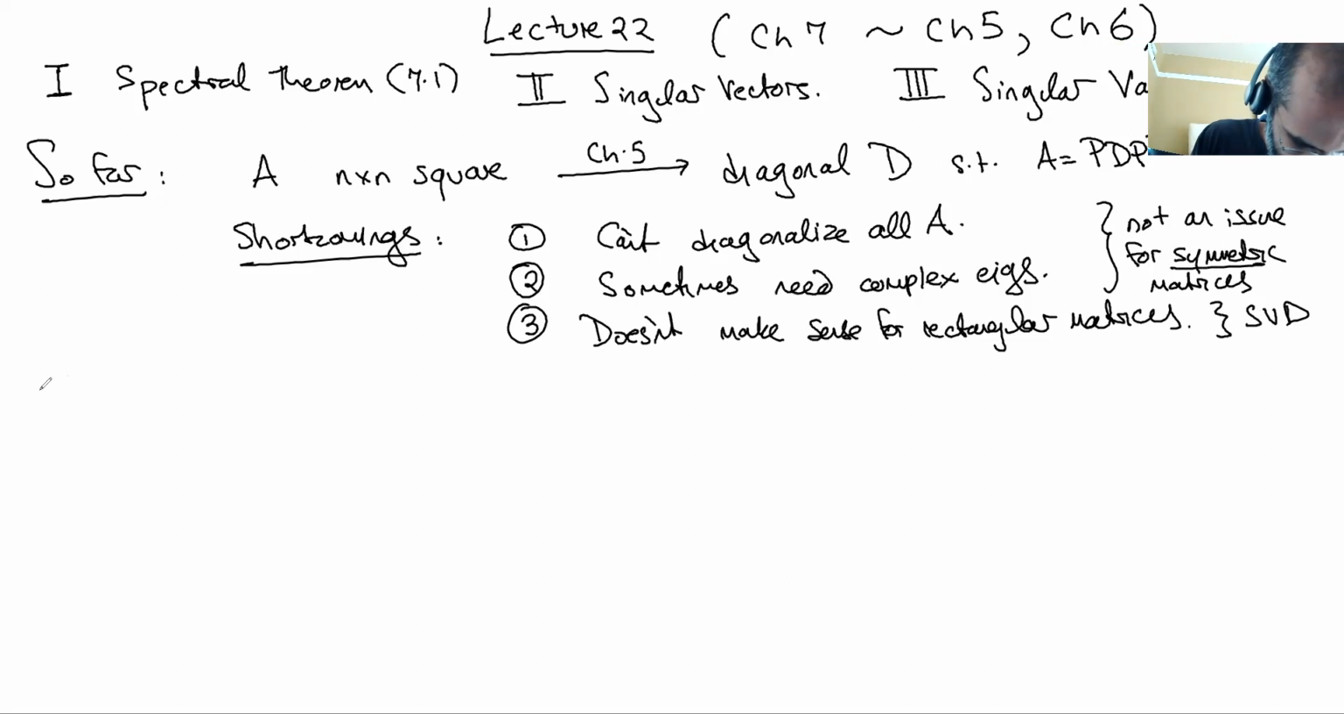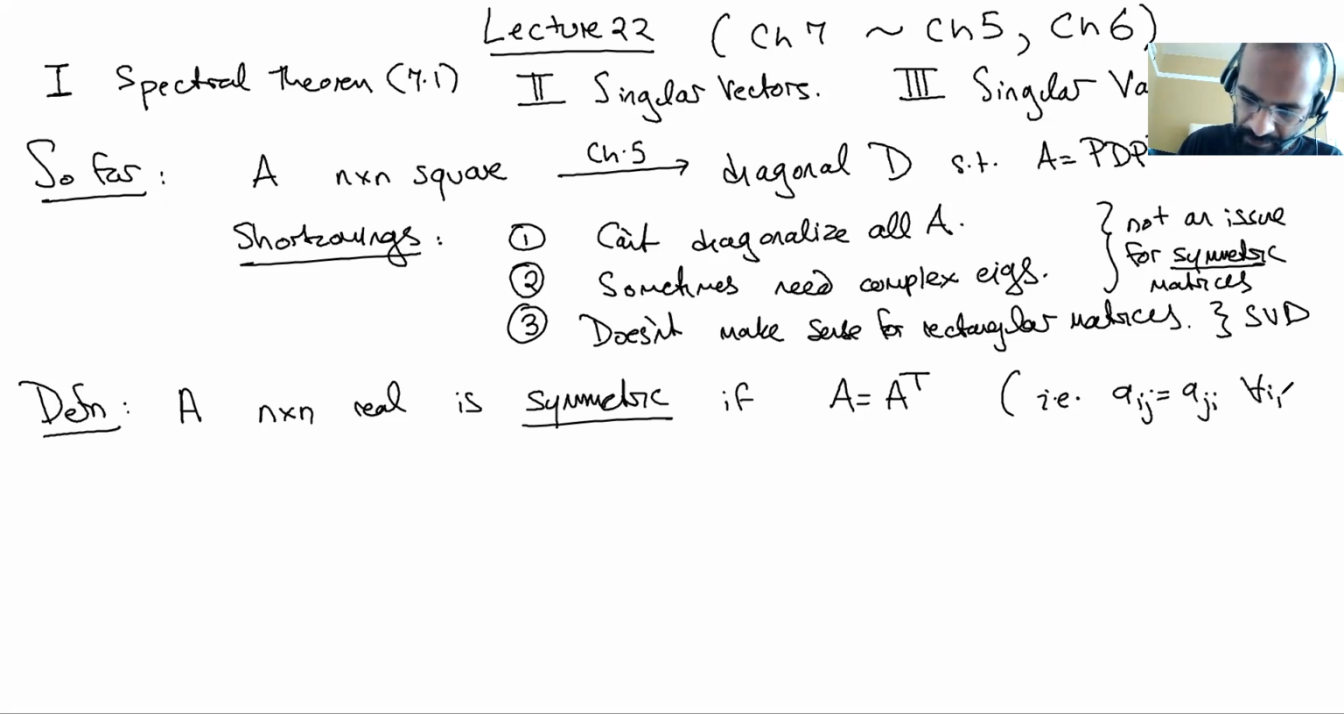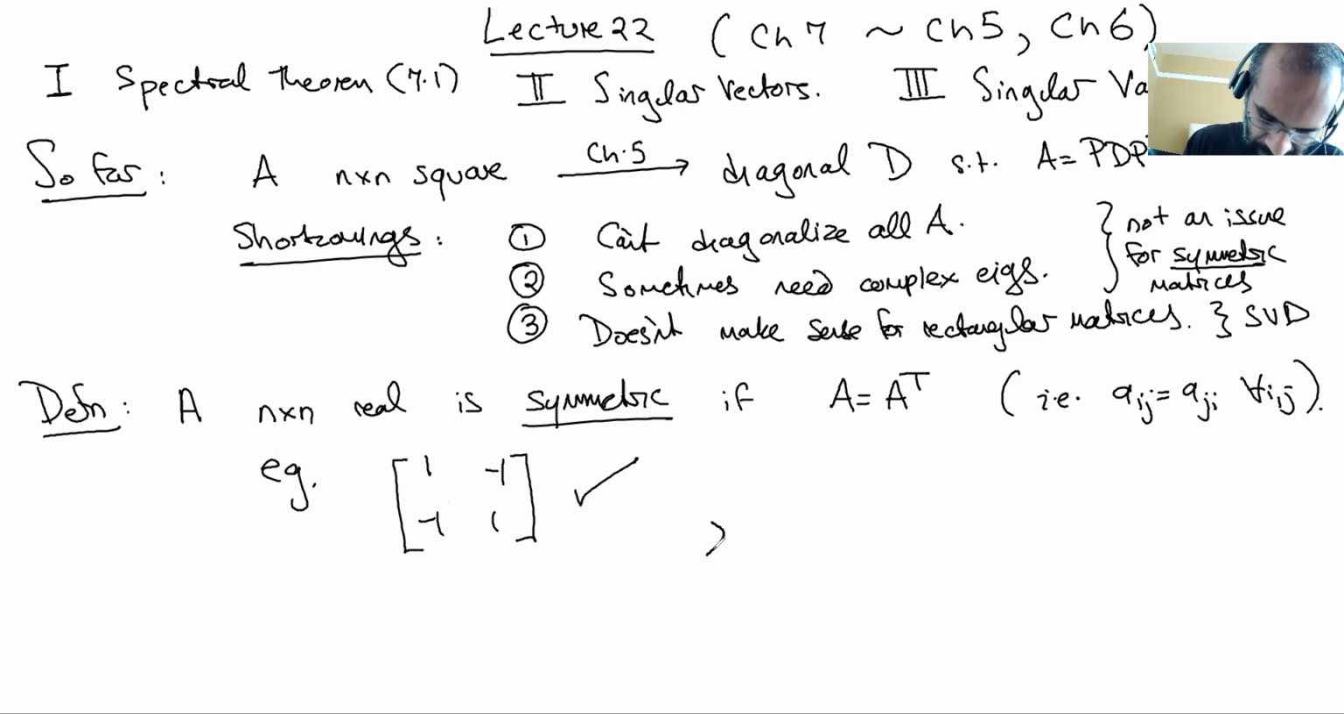So let me define what a symmetric matrix is. An n by n real matrix A is symmetric if A is equal to its own transpose. In terms of entries, that means the ij entry is equal to the ji entry. We're going to focus on these matrices for the first half of the lecture. As an example, if you look at this matrix, this is symmetric. But if you look at, let's say, this matrix, this is not symmetric, because if you take the transpose, it changes. So that's the definition of a symmetric matrix.